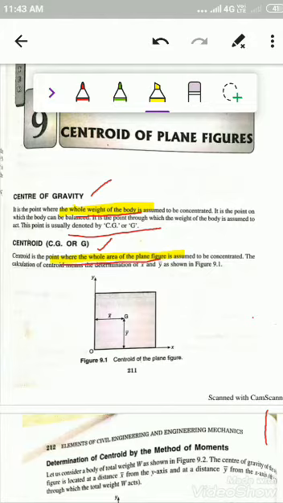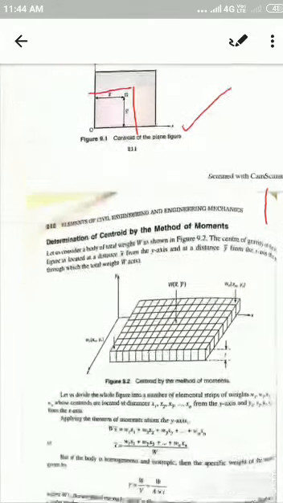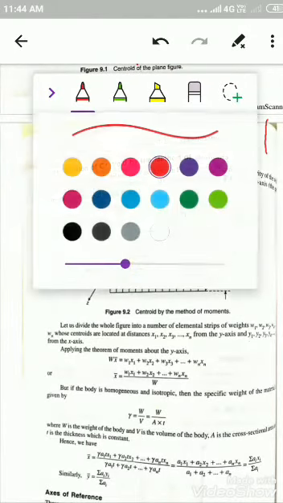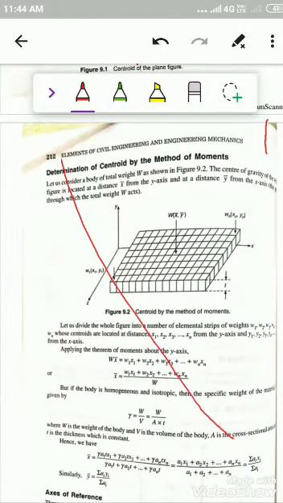So you need to calculate the x bar distance and y bar distance from some reference axes. That is what the centroid is. Here you are going to determine the point where we can balance the entire body by a single point. That point we call the centroid. This is the basic concept of the centroid and the center of gravity. For different geometrical figures, you need to find the value of the centroid. These are simple derivations, it is not necessary, just leave the derivation.